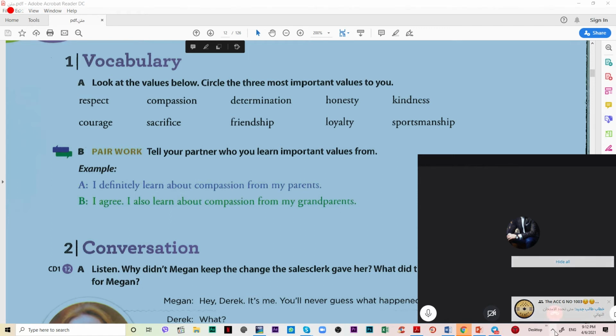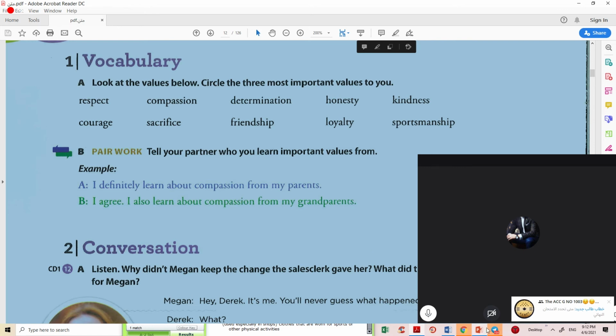Okay, تمام. So now what we are going to do, we are going to describe family members, أفراد العائلة, by using the following words. استخدام الكلمات التالية. Okay, also I'm going to ask you the following question, أسألكم السؤال التالي. Yes, who do you learn this value from? من تعلمت هذه القيم الأخلاقية؟ So, حنجاوب.